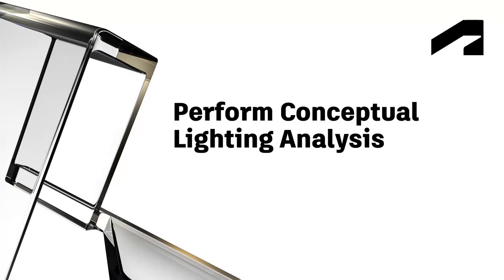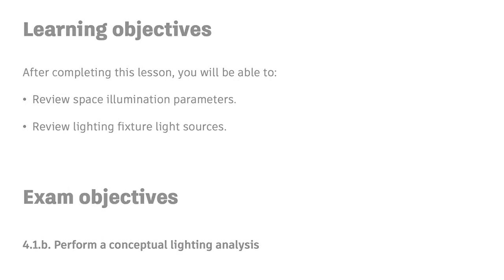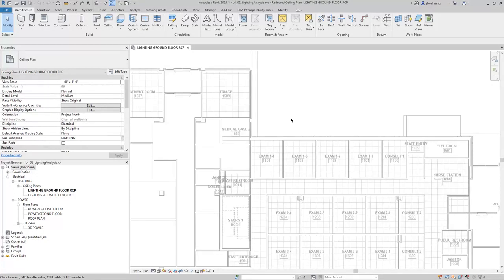In this video, we will cover reviewing space illumination parameters and reviewing lighting fixture light sources. Revit has several built-in parameters that can help you analyze the lighting layouts in your building model. Let's take a look at how this works. Currently, there are not any lighting fixtures placed in this model.